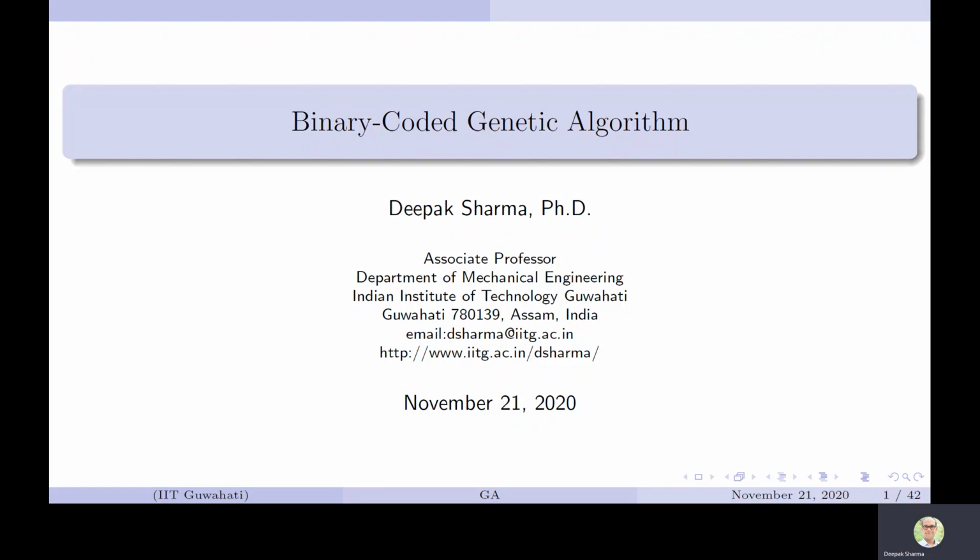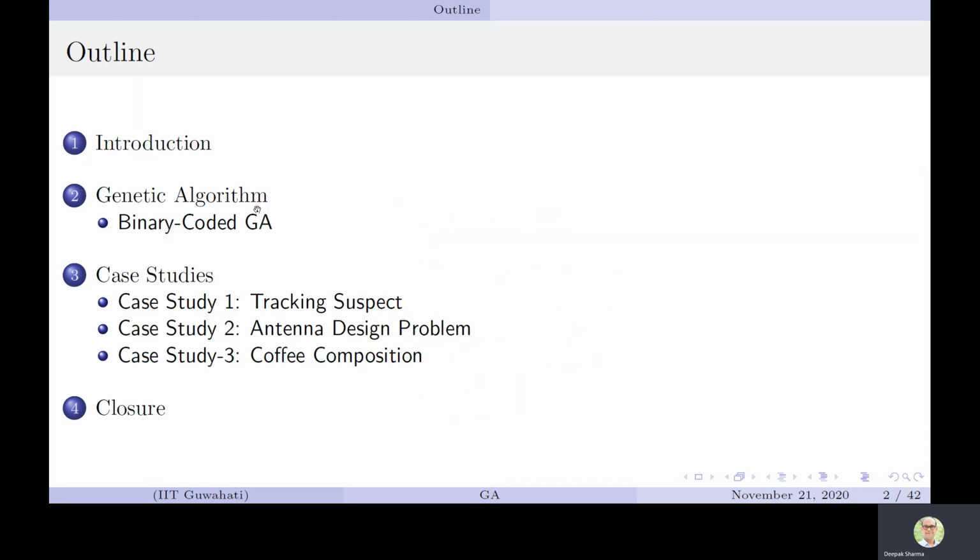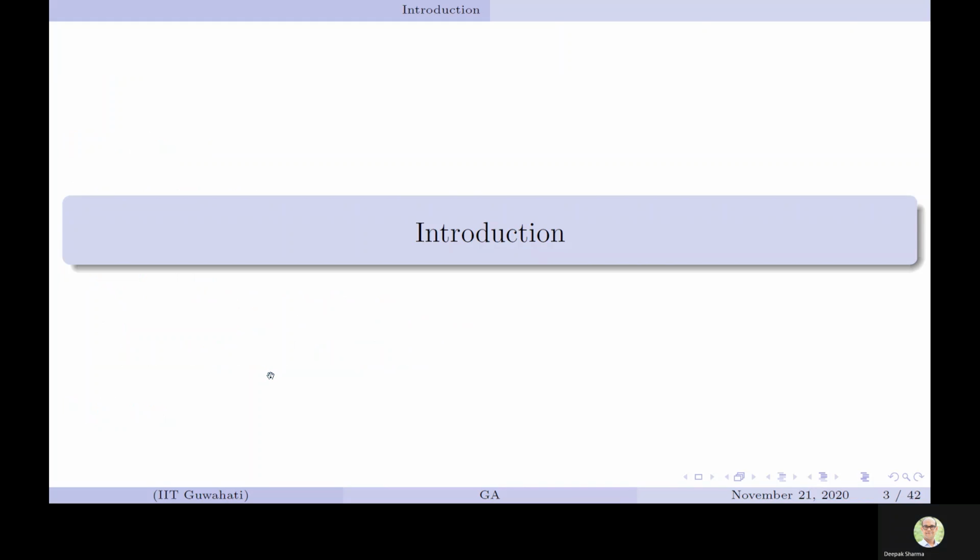We will be discussing now binary coded GA. In this particular chapter, we will be going through the introduction. Then we will see how this binary coded GA works with an example, and some practical case studies that have been solved using BGA. I have taken just 3 of them. So we'll see that BGA has solved such kinds of interesting problems, and then we will close this chapter. So let us begin with an introduction.